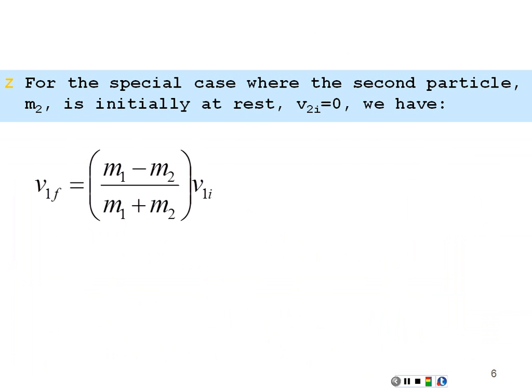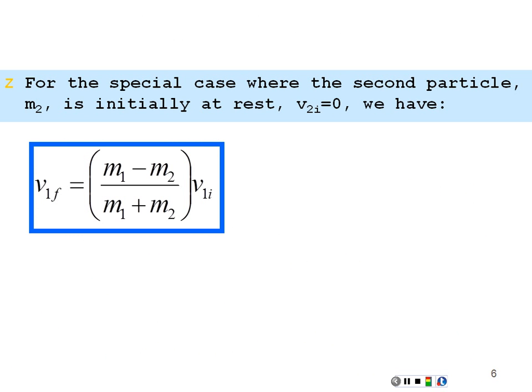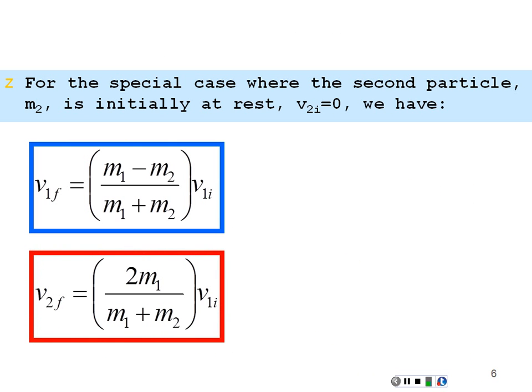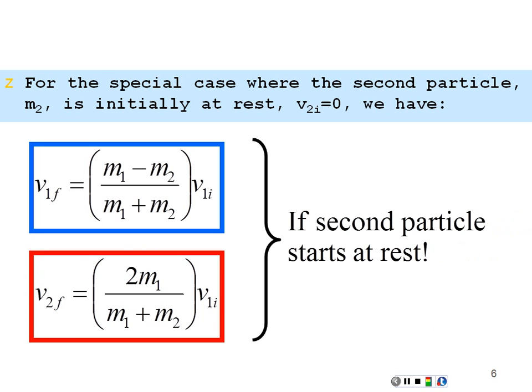For the special case where the second particle is at rest, then V2 initial is equal to 0, and only the first term survives in these equations. The second term is lopped off. So V1 final would equal (mass 1 minus mass 2) over (mass 1 plus mass 2) times V1 initial, and V2 final is equal to 2 mass 1 over (mass 1 plus mass 2) times V1 initial, only if the second particle is at rest.